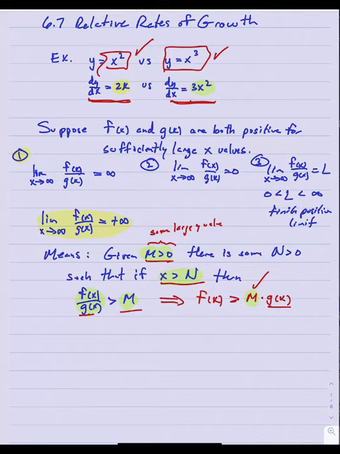Okay, what that means is what? When x is big enough, I'm guaranteed that f of x is always bigger than this constant m times my function g. And I can do that for any arbitrarily large constant.